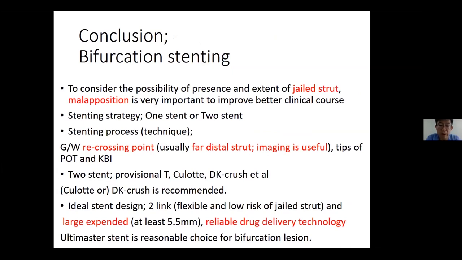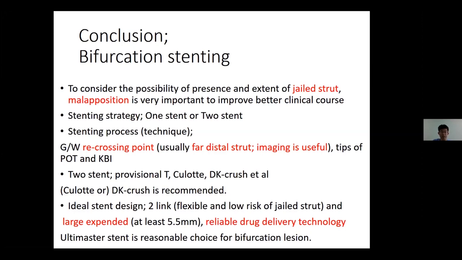The stent strategy is one stent or two stents. Here, the stent procedure technique is very important before stenting. The guide wire recross point, usually with distal imaging, is useful. Tips of POT or KBI, I explained. For two-stent strategies, DK crush or culotte stenting are recommended.